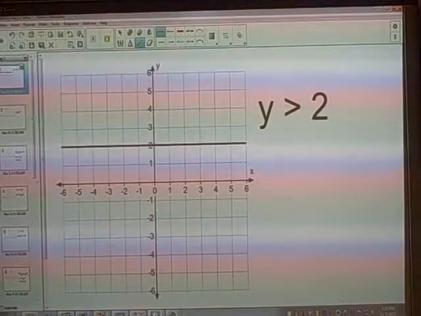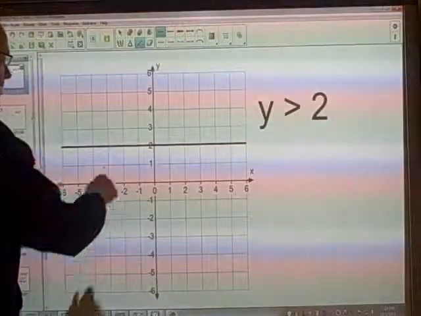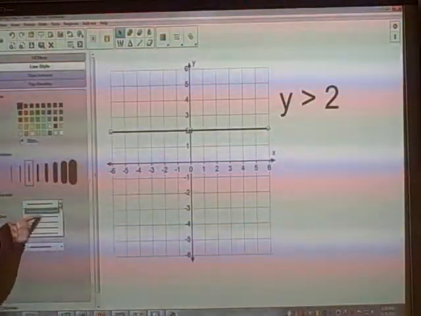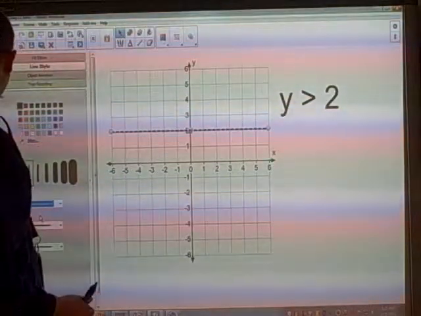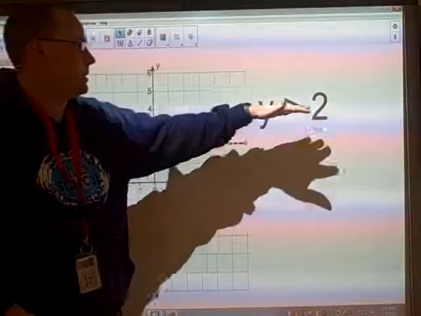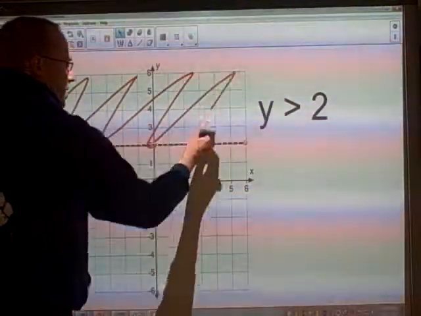Now, the same rule that we use when we graph these in standard form: if there's no equal sign here, then it means that this line needs to be a dotted line. So I'm going to go ahead and change that. And for greater than questions, as long as this is a positive y, which it is, we're going to shade above the line. So in other words, everything here.